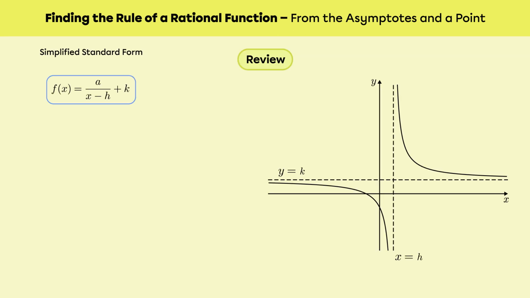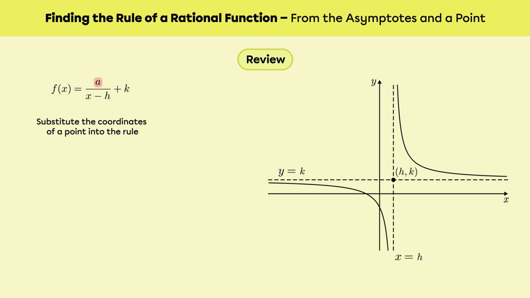When we are looking for the rule of a rational function, we use the simplified standard form, which is f of x equals a over x minus h plus k. The rational function has a vertical asymptote at x equals h and a horizontal asymptote at y equals k. The asymptotes intersect at the point (h, k). With the asymptotes, you have two of the three parameters of the rule. To find the last parameter, just replace the coordinates of a point in the rule and isolate a.